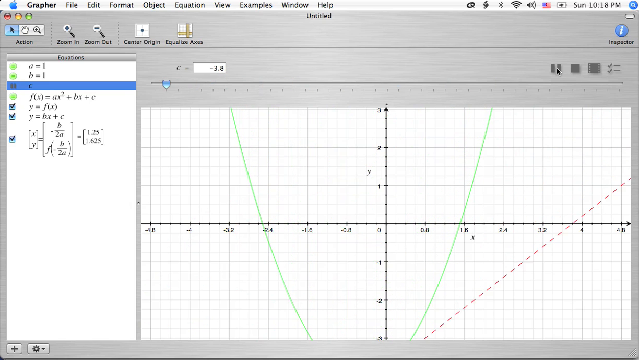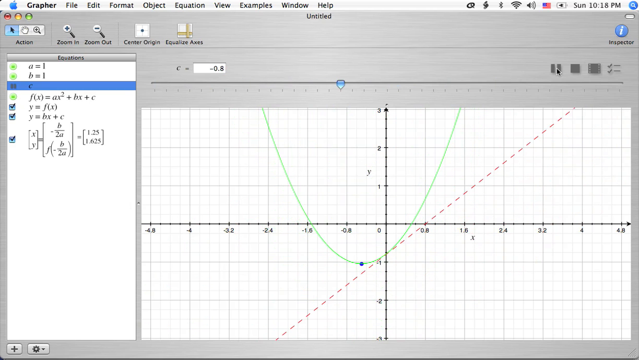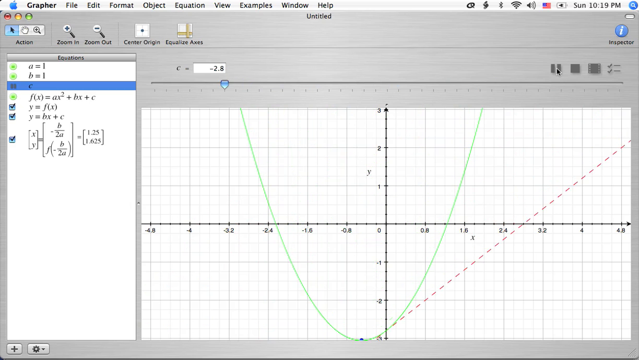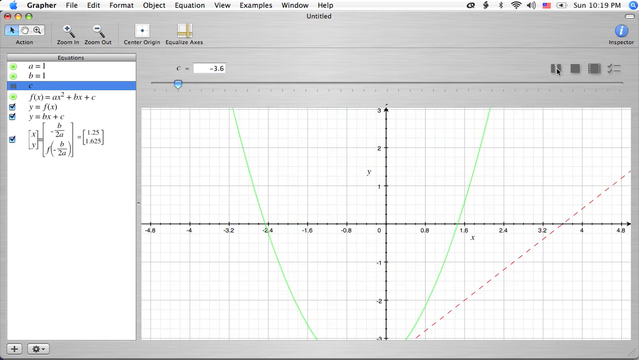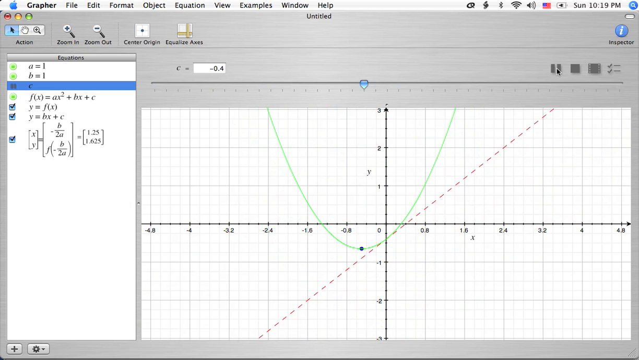Since we're not changing A or B in this equation, you'll see the vertex remains relatively the same in terms of where it is compared to, let's say, the dashed line, and the width and shape of the parabola doesn't change. Since A is not changing, the parabola is opening upward. Nothing there is changing. So it's exactly the same parabola in each of these pictures, and it pretty much looks that way.